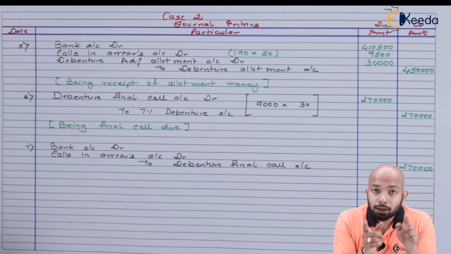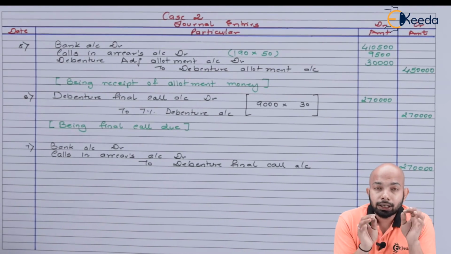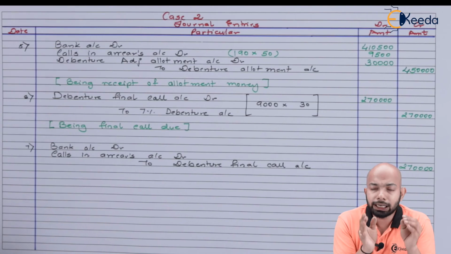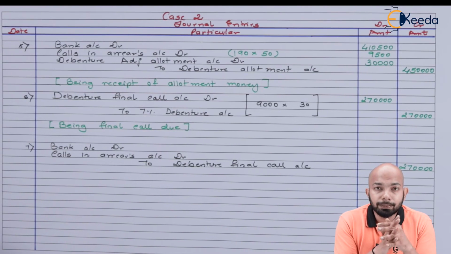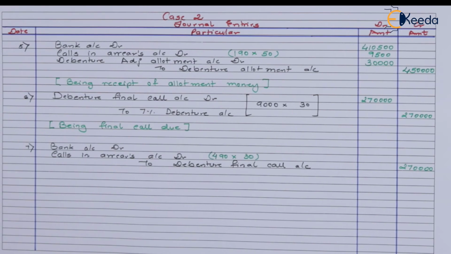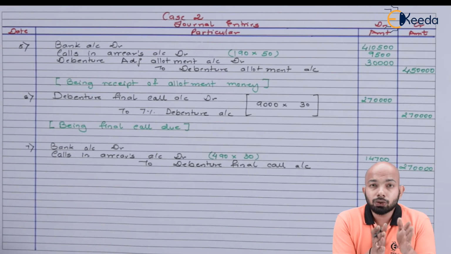Now, Mr. A, who had 190 shares, and Mr. B, who had 300 shares, both didn't pay the final call money. That means for a total of 490 shares, we haven't received any final call money. That is our calls in arrears here. So that means a total of 14,700 rupees we haven't received at all.